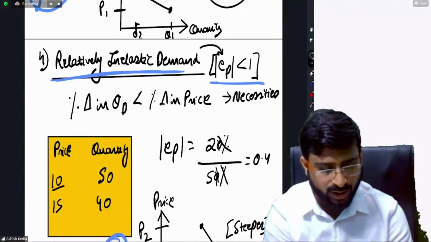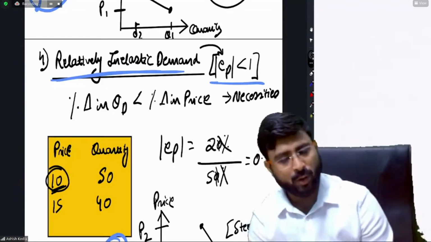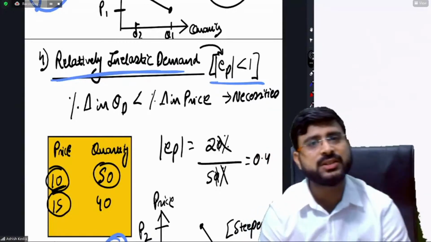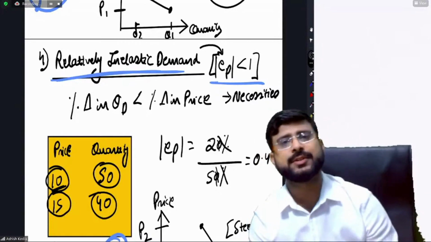Modulus of elasticity is less than 1. For example, here you see price was 10 rupees. Price increased to 15 rupees. So what was quantity? 50 units. Now quantity fell to 40 units.